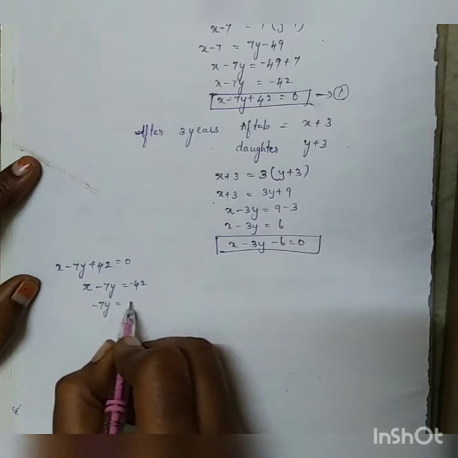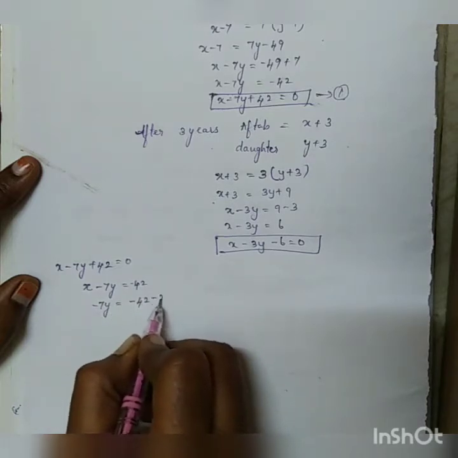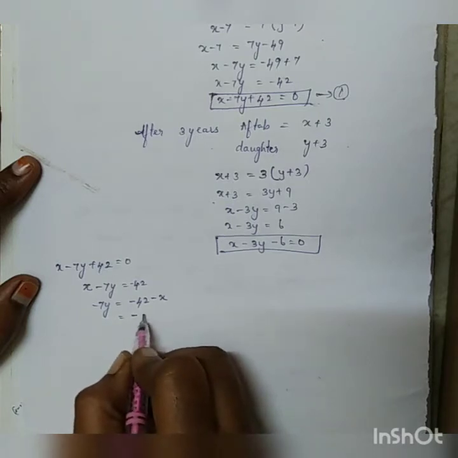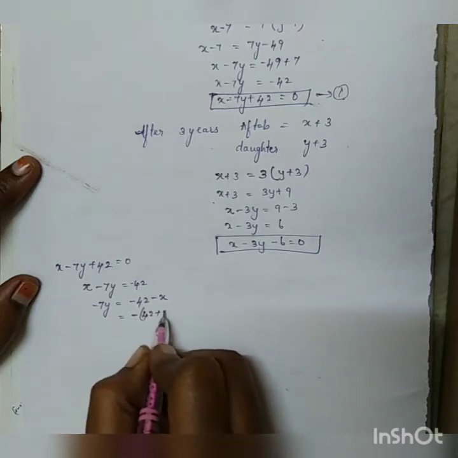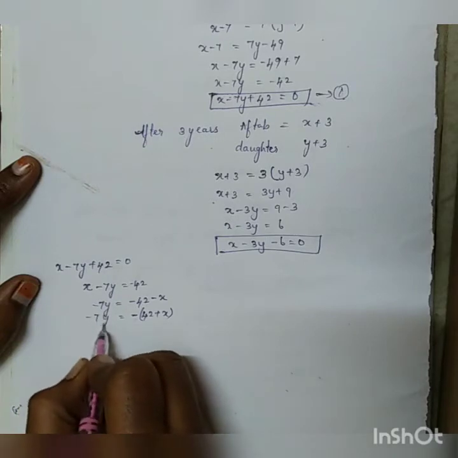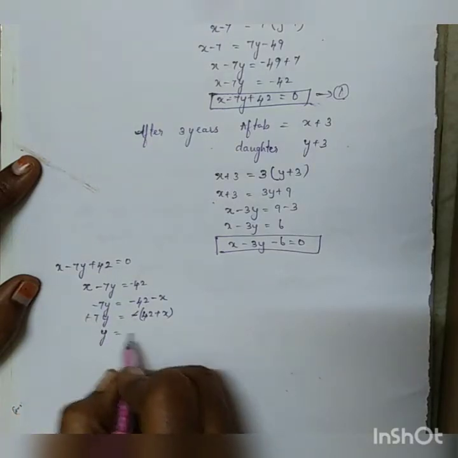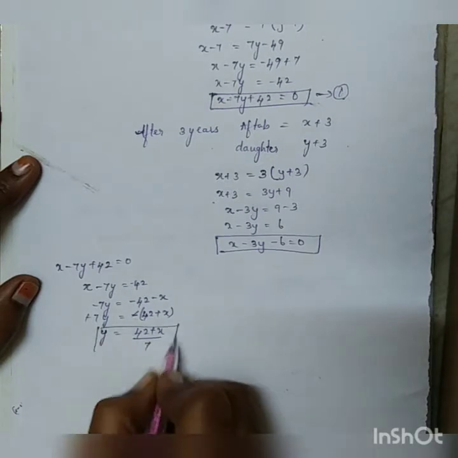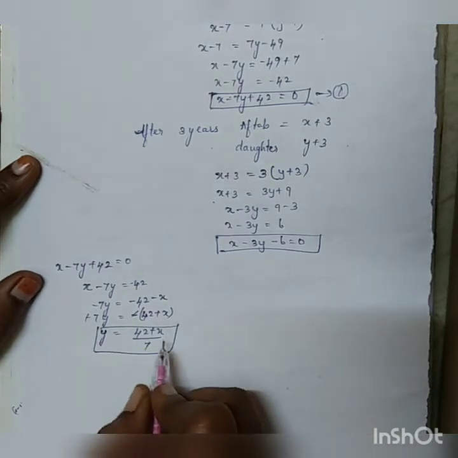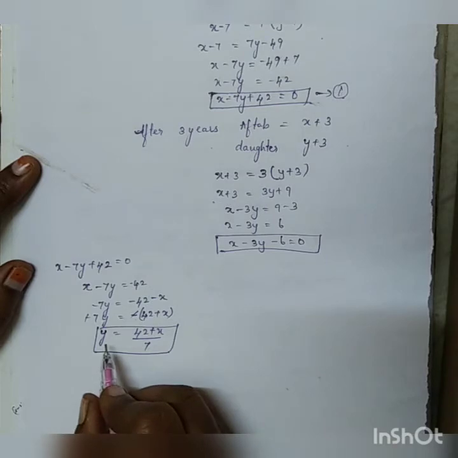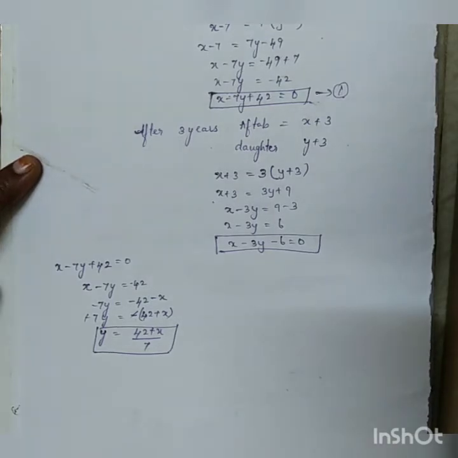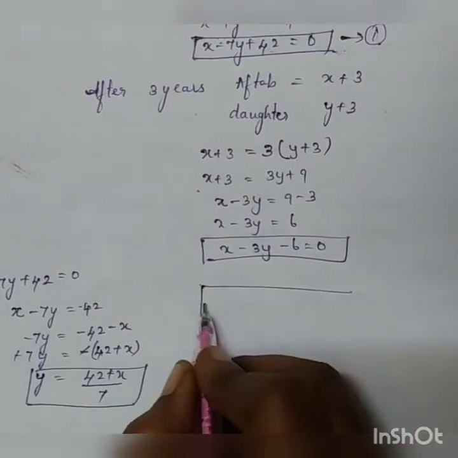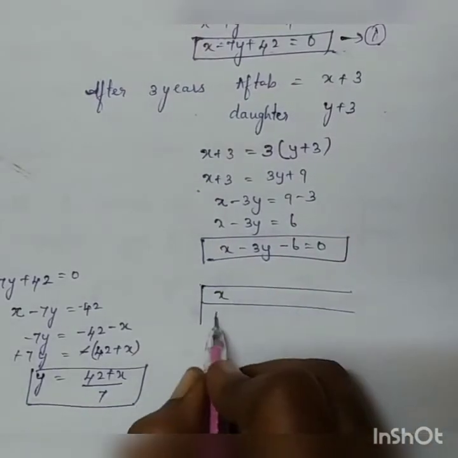Minus 7y is equal to minus 42 minus x. So take the minus common out. If I take minus, 42 plus x equals minus 7y. Minus minus cancel, y equals (42 plus x) divided by 7. This is the y value. Now we can give values for x and find the values for y. Now form the tabular column here: x value, y value.